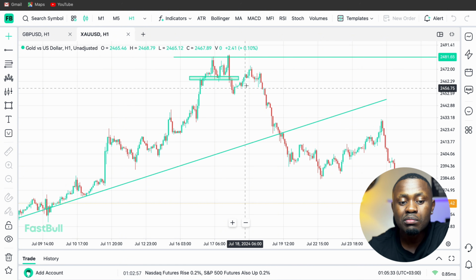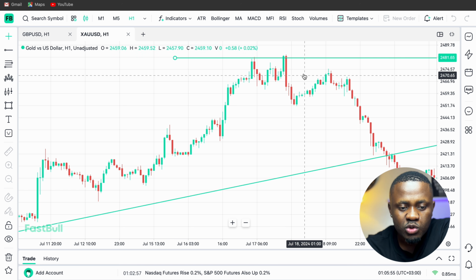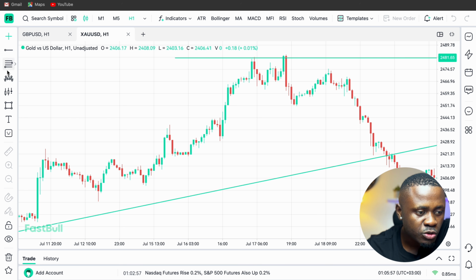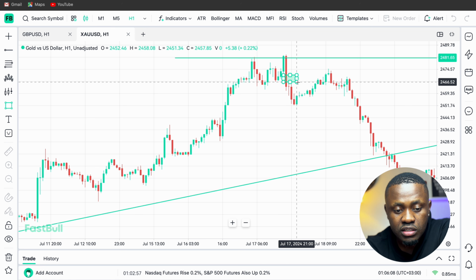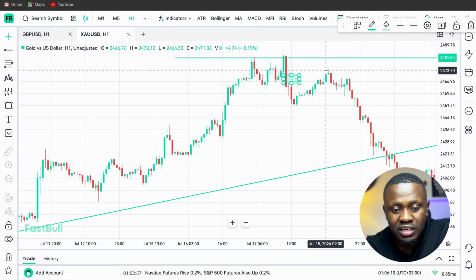A neckline, price has to come back and retest right here. But you see this fair value gap? This is a fair value gap right here. Now this was my target. Now I would have taken my trade off the neckline, but I was like, okay, since we have this fair value gap, price is going to come back in here.